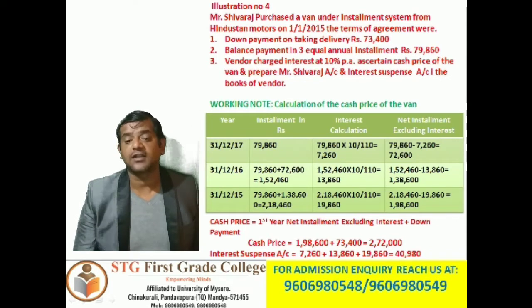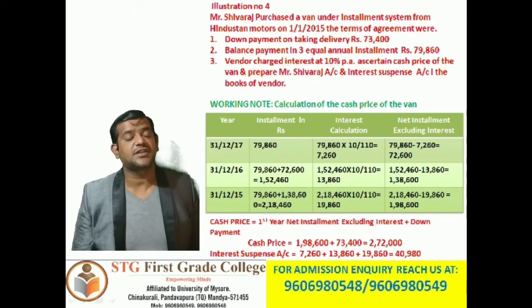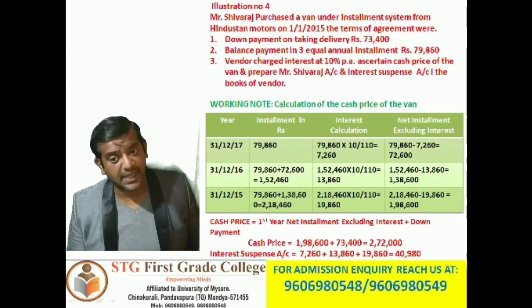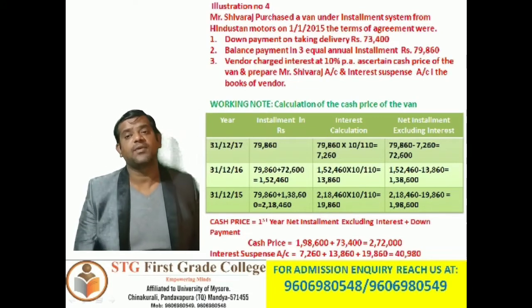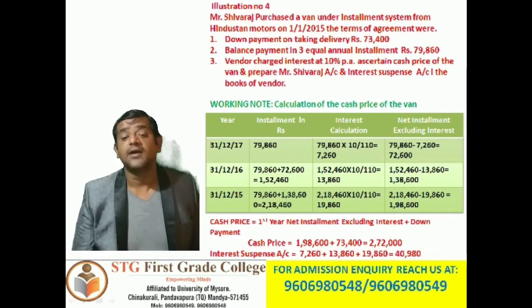2,72,000. How did you get that? So net installment excluding interest, that is first year balance, plus down payment, 73,400. So next let us calculate the interest suspense account.